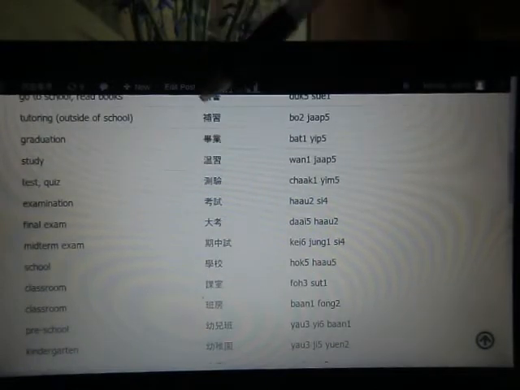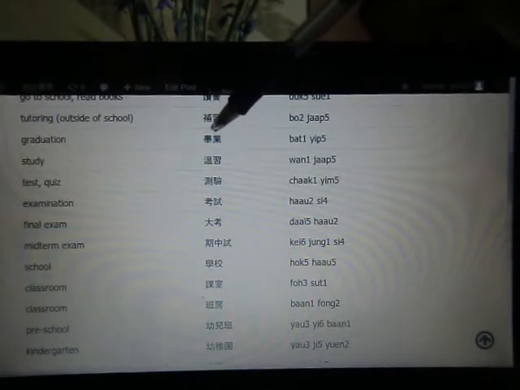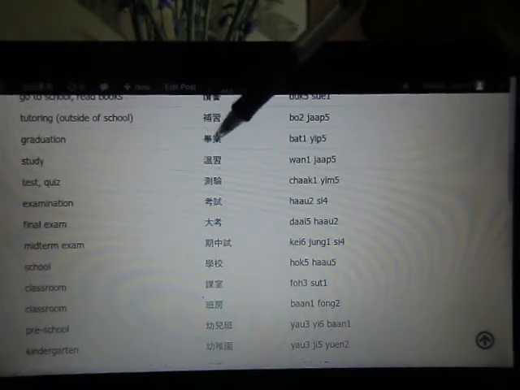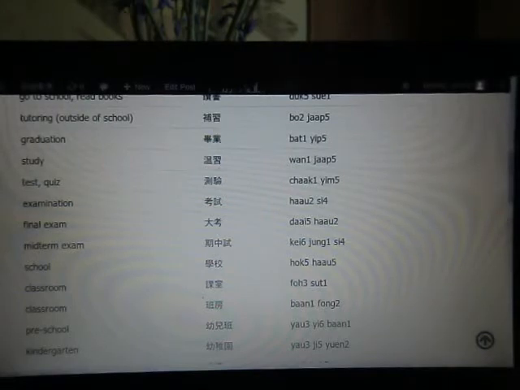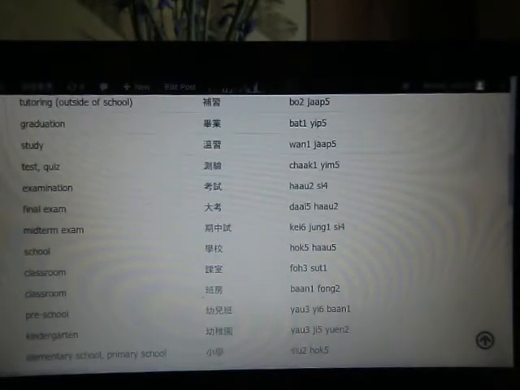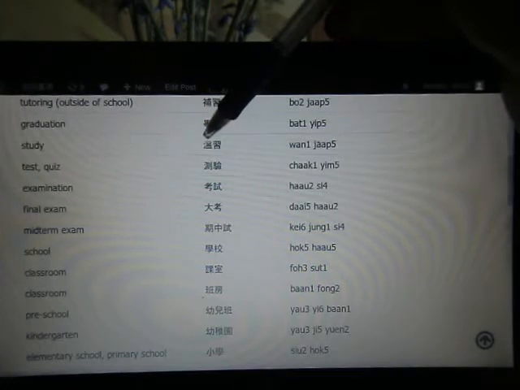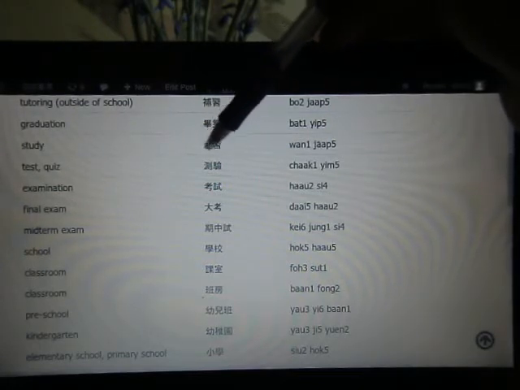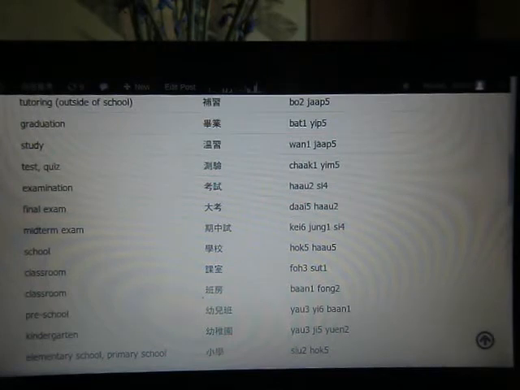And then graduation or graduate is 畢業. 畢 means finish. 業 is the operation, and 業 is also the career. Finishing the operation is 畢業. And then 溫習 is to study. 習 again is to practice. 溫 means to repeat. 溫習.